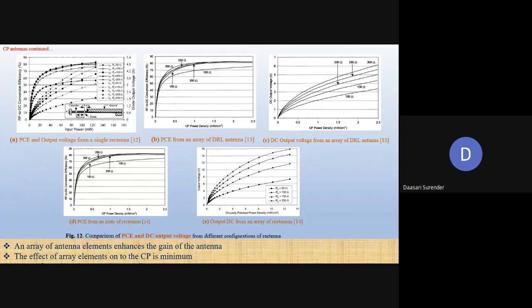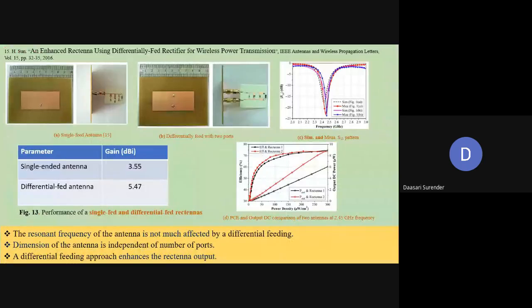So from this, the array of antenna elements enhances the gain of the antenna, and the effect of the array elements is minimum. The array of rectennas increases the overall DC output. And here in this, another technique for increasing the gain is presented.